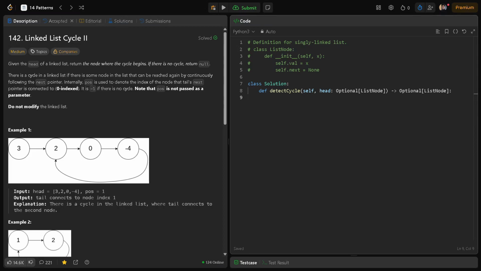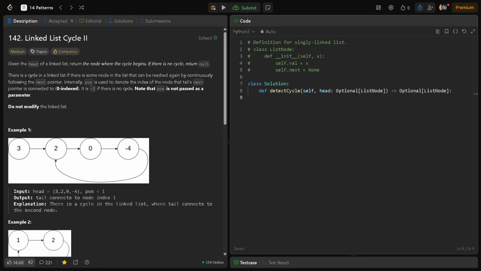Today, we'll be solving LeetCode 142, Linked List Cycle 2. This is a medium-level linked list problem that is very popular in interviews. The task is to detect if a linked list contains a cycle, and if it does, we need to return the node where that cycle begins. If no cycle exists, we return null.